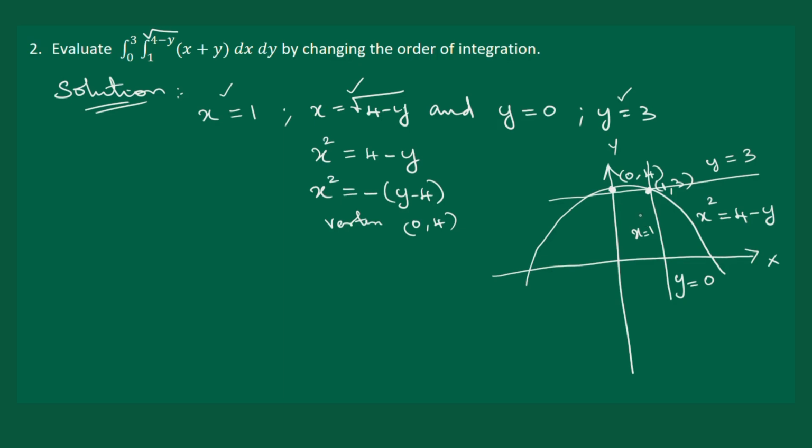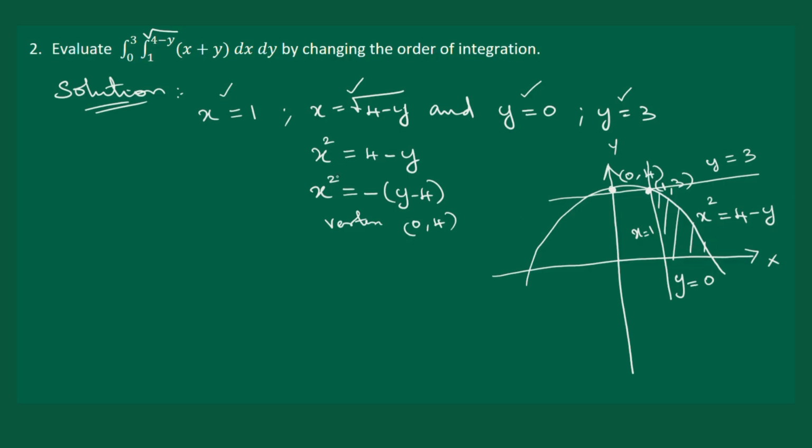So now we have to identify the region which is bounded by all these four equations. So this is the region bounded by all these four equations. That is, this is x equal to 1, this is x square equal to 4 minus y, y is equal to 0, and y is equal to 3. So here, this is the region of integration.